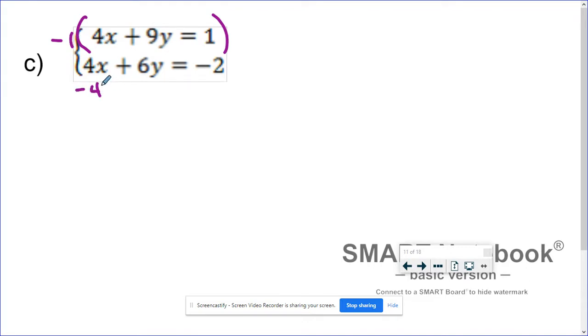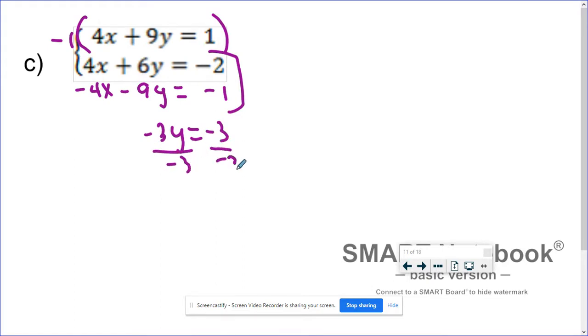So 4x times negative 1 is negative 4x. 9y times negative 1 is negative 9y. 1 times negative 1 is negative 1. When we add down, 4x and negative 4x are gone. 6y plus negative 9y is negative 3y. Negative 2 plus negative 1 is negative 3. Divide both sides by negative 3, and you get y is equal to 1.